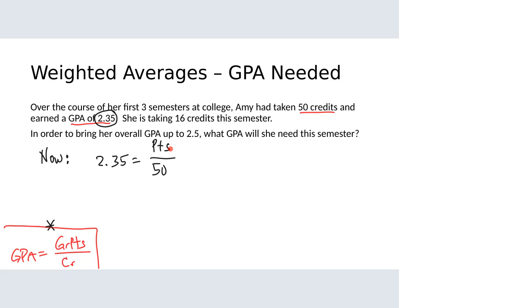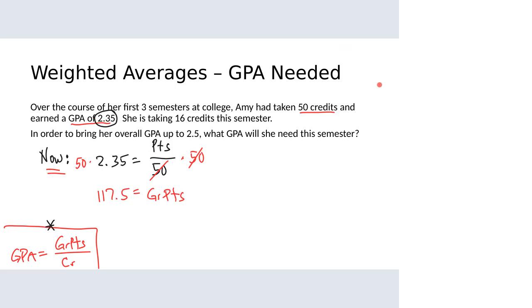She's taken 50 credits. I don't know how many grade points she has right now, but I can figure it out. I just need to multiply both sides by 50, and I'll know how many grade points she has right now. These cancel. Hopefully this is looking really familiar from last week. If not, you can tell me. So 50 times 2.35, that's 117.5. So that's how many grade points Amy has right now.